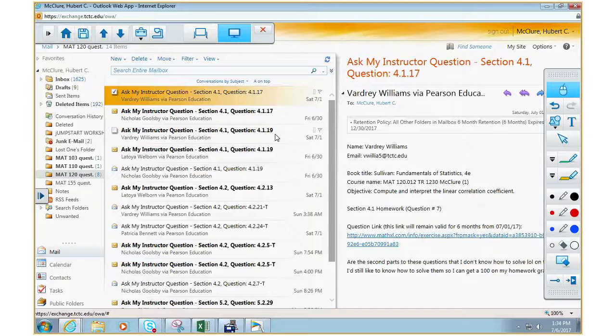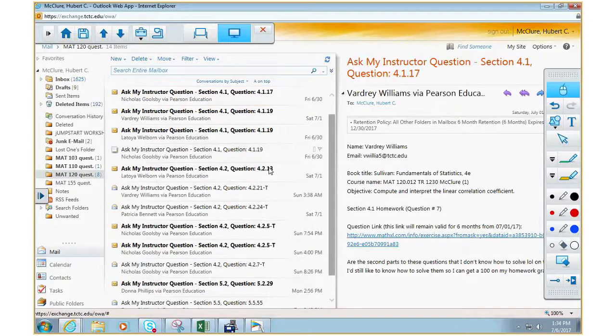19. That takes care of these. Ms. Welburn, Ms. Williams, and Mr. Goolsby, y'all good? Yes.